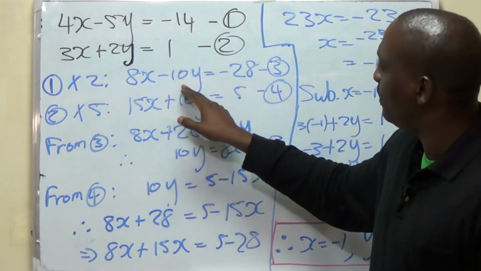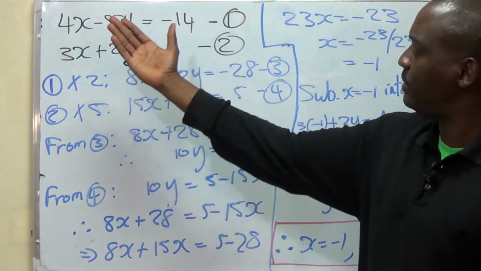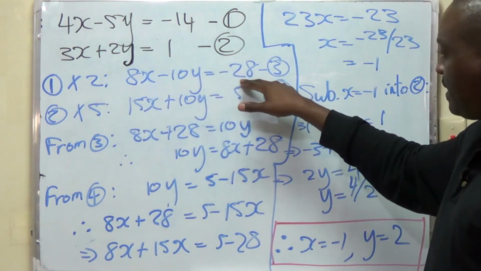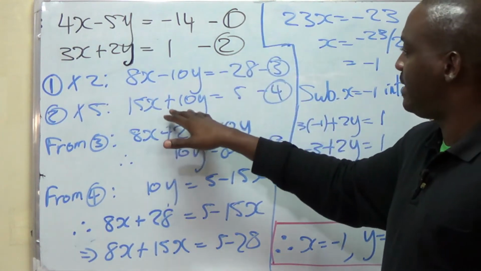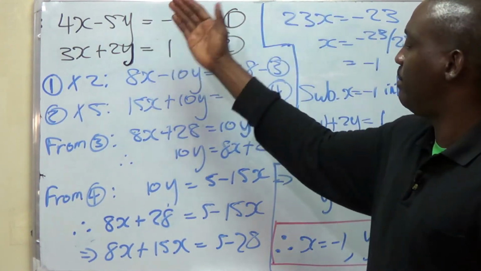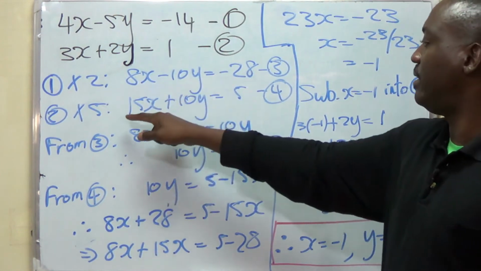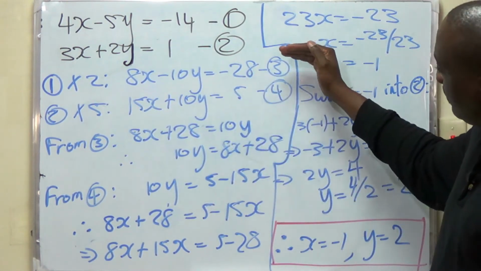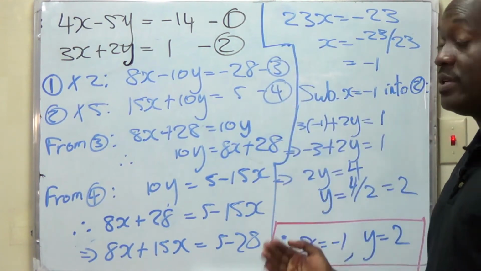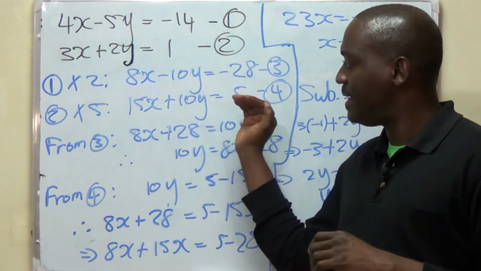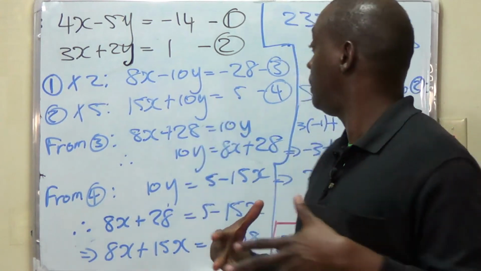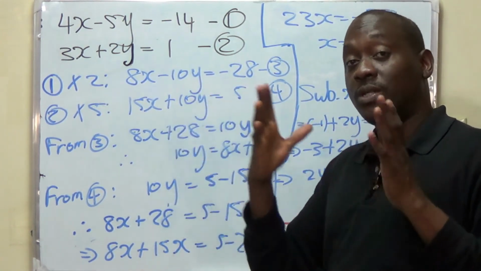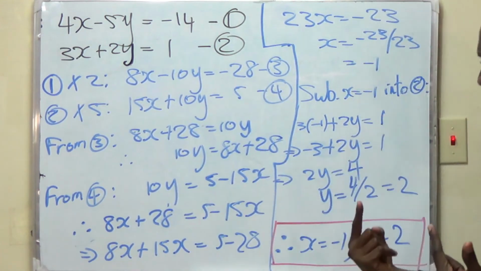So to get the 10 here, you multiply equation 1 by 2 to get 8x minus 10y is equal to minus 28. And to get the 10 here, you take equation 2 and multiply by 5, which will give you now 15x plus 10y is equal to plus 5. These would be equations 3 and 4. So at this point, instead of trying to eliminate the y, what we do is pivot on the 10y.